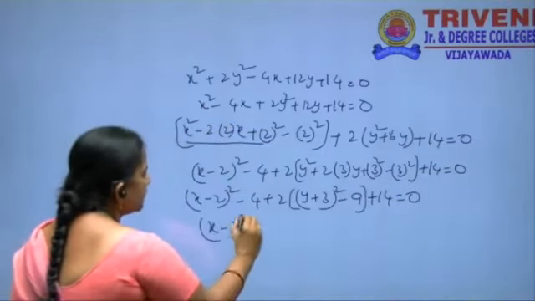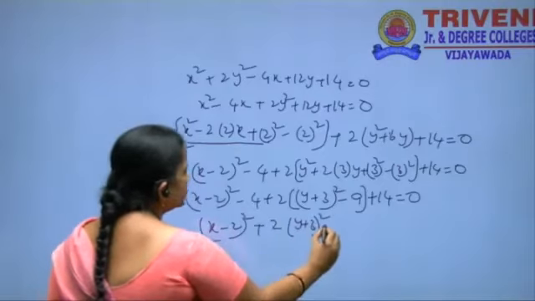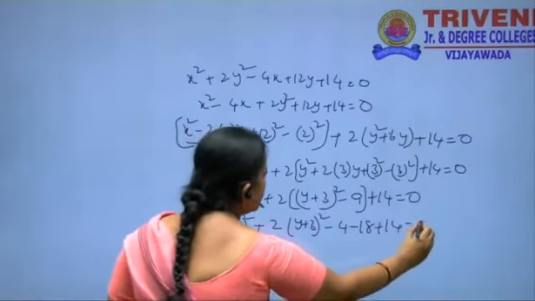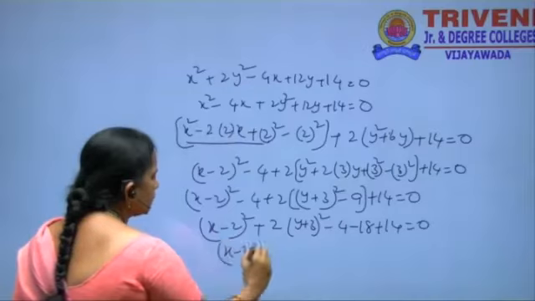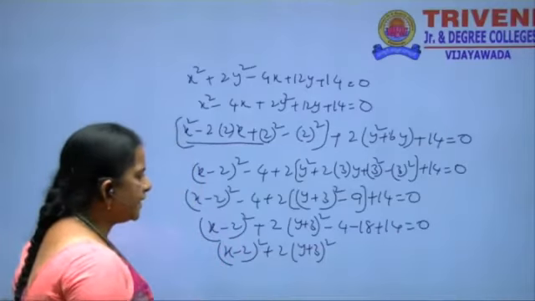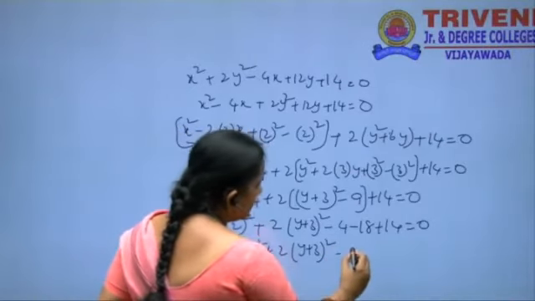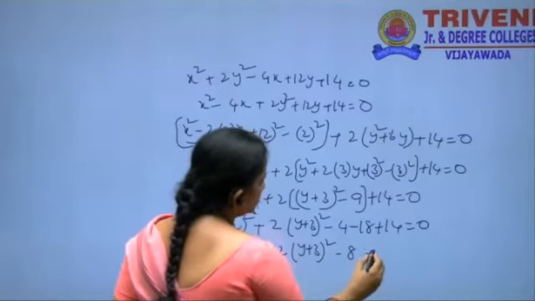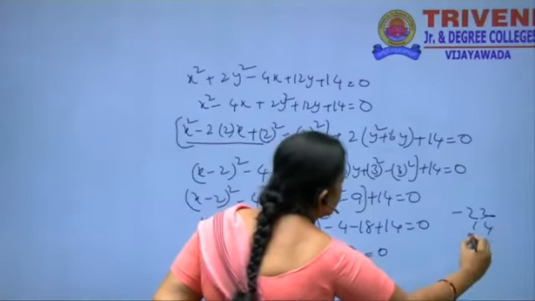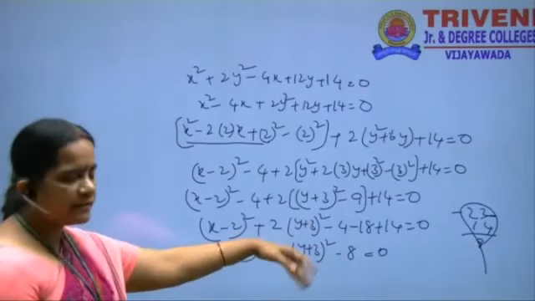x minus 2 whole square plus 2 into y plus 3 whole square minus 4 minus 2 into 9, minus 18 plus 14 is equal to 0. x minus 2 whole square plus 2 into y plus 3 whole square, here minus 22 plus 14, that is minus 8, is equal to 0. This can be converted, minus 8 can go outside.